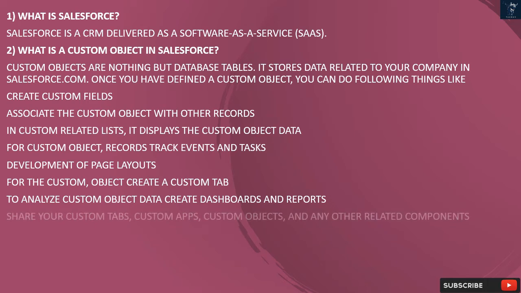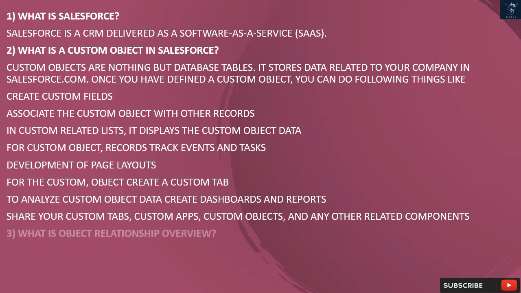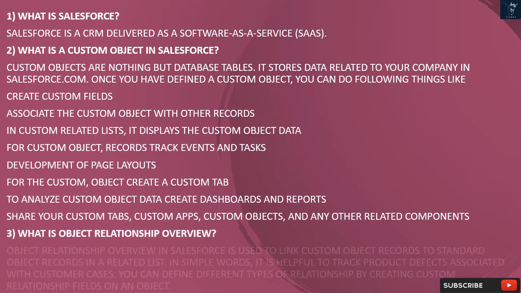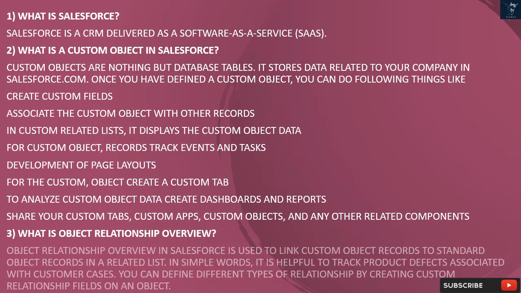3. What is Object Relationship Overview? Object Relationship Overview in Salesforce is used to link custom object records to standard object records in a related list. In simple words, it is helpful to track product defects associated with customer cases. You can define different types of relationships by creating custom relationship fields on an object.